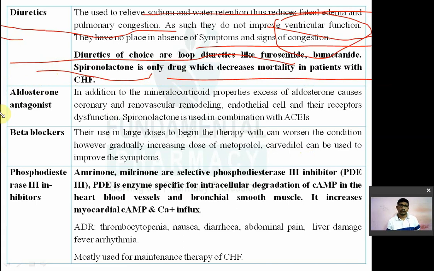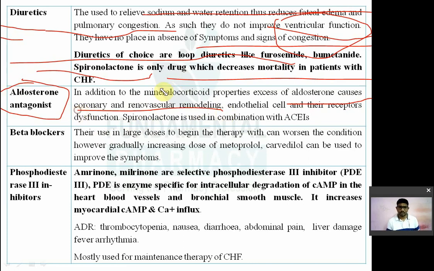Now another class is the aldosterone antagonists, spironolactone. Okay, there is aldosterone. Then eplerenone is another aldosterone antagonist. In addition to its mineralocorticoid action, aldosterone causes coronary and renovascular remodeling. Okay, what does remodeling mean?